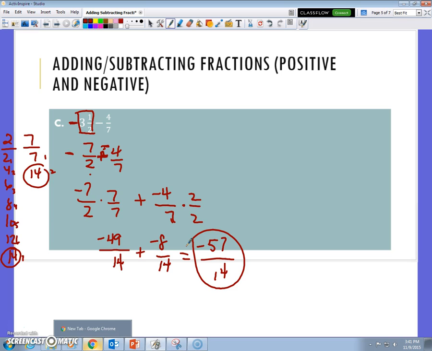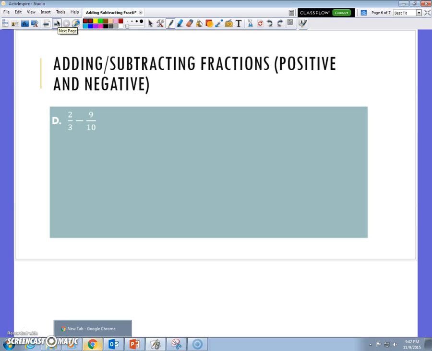All right, so the only thing we're changing, we're adding in these rules of adding and subtracting with the change that we have been learning about with integers. Okay, let's look at another one here. Ooh, this one's just really straightforward. 2/3 minus 9/10. Let's just do it at a negative.